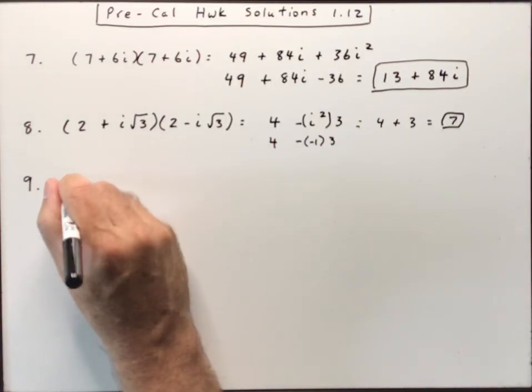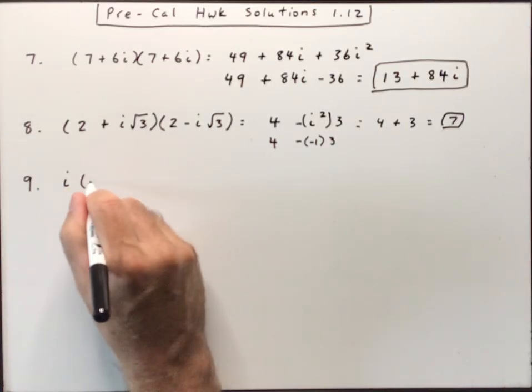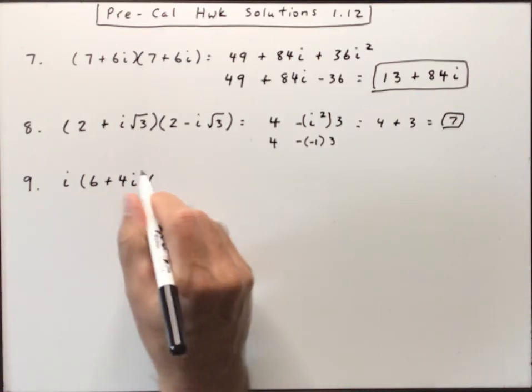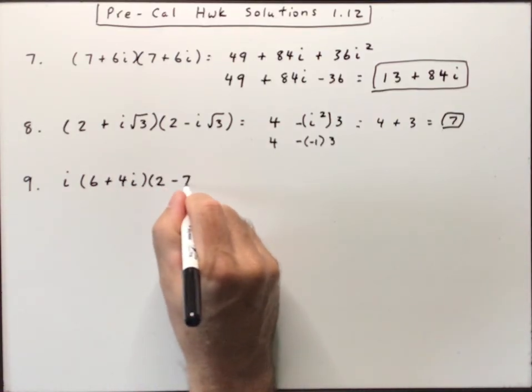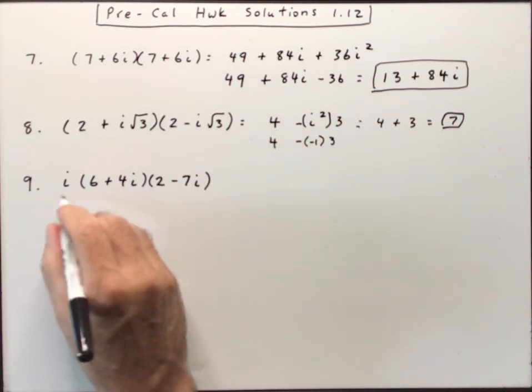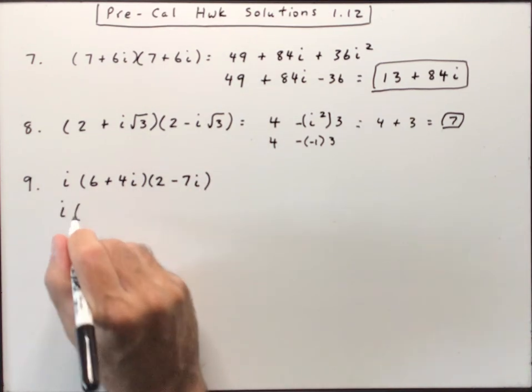So we'd have, in number 9, i times 6 plus 4i times 2 minus 7i. I'm going to distribute the i at the very end. So let's FOIL this out.